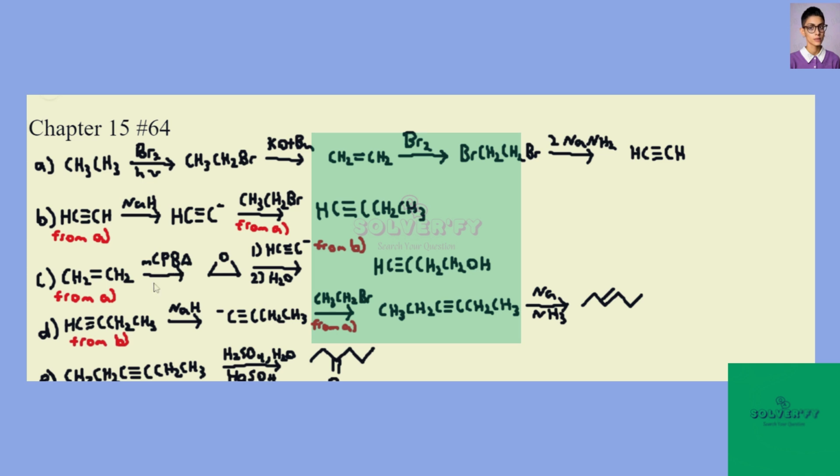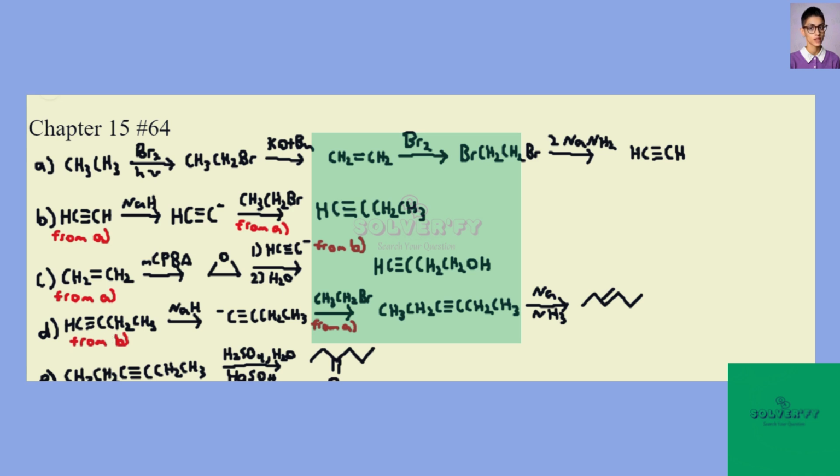So again, for C, we're going to start from an intermediate from A, ethene. We'll do an MCPBA epoxidation to get to the epoxide here. And then we'll use this nucleophilic carbon species that we made in B, the first intermediate from B, and then follow that with some water. And that's going to give us this alkyne alcohol that we were asked to make. And so that's C.